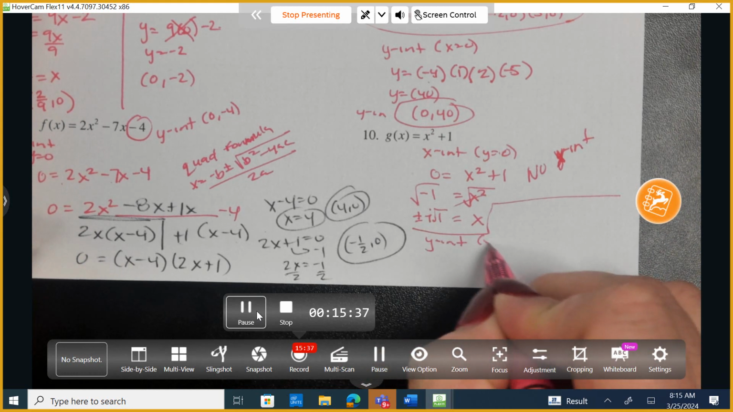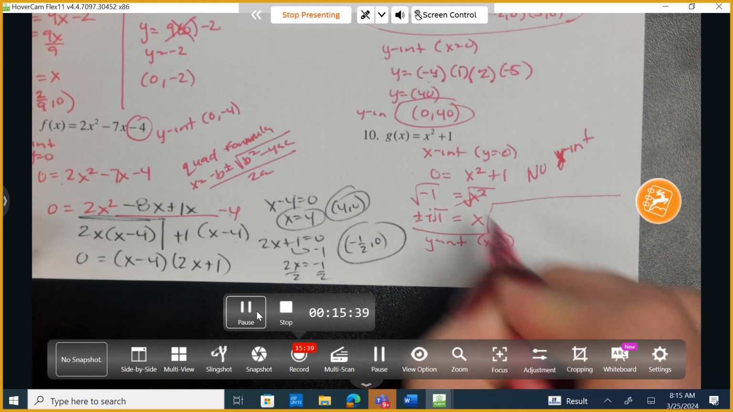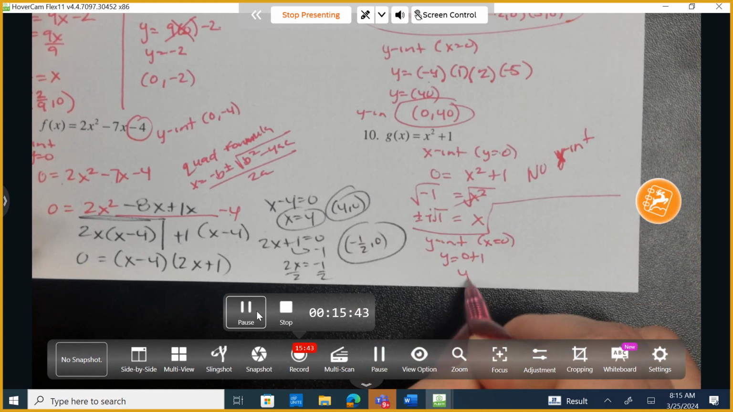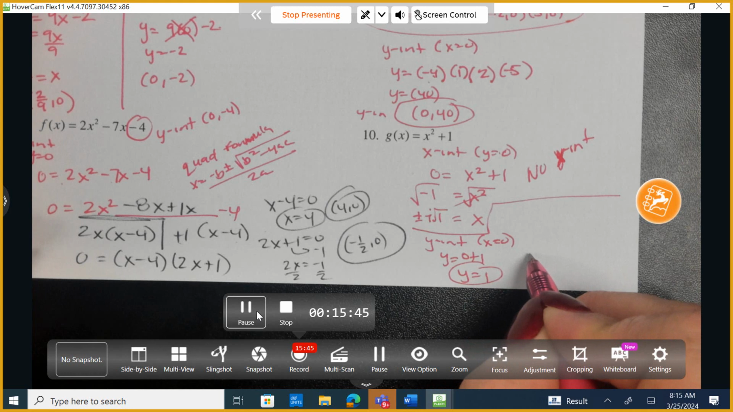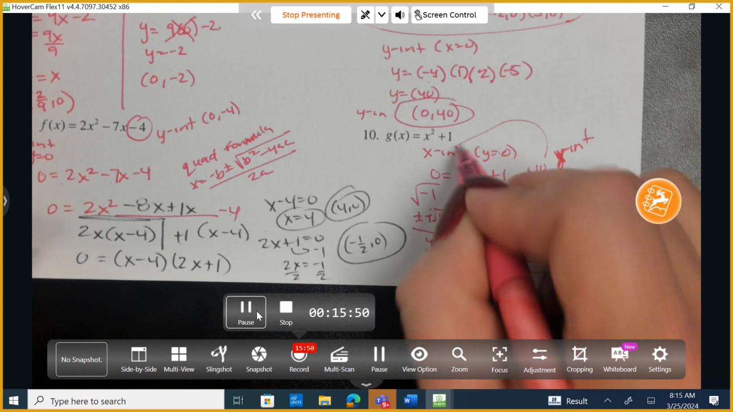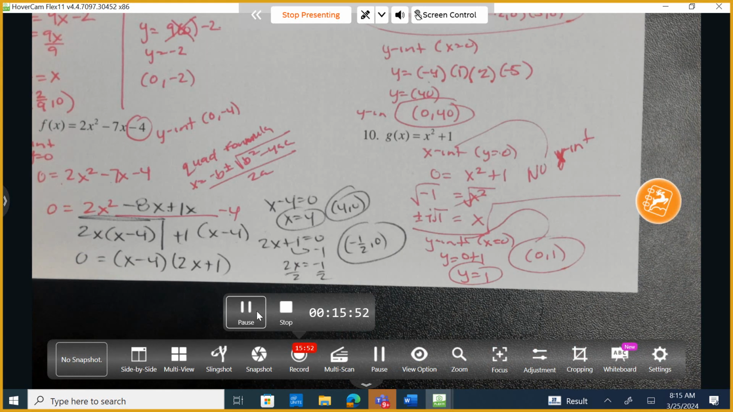Now let's figure out the y-intercept. So I'm going to plug in 0 for x. Plugging in 0 for x, I get 0 squared is 0. 0 plus 1 is 1, and I have a y-intercept of 1. So 0, 1 is the y-intercept, and there is no x-intercept. Let's go on to our next concept.